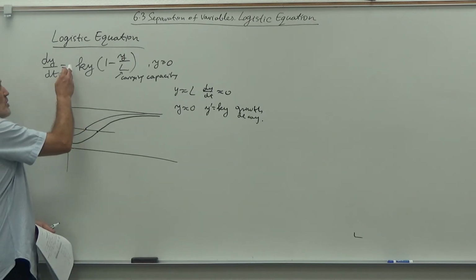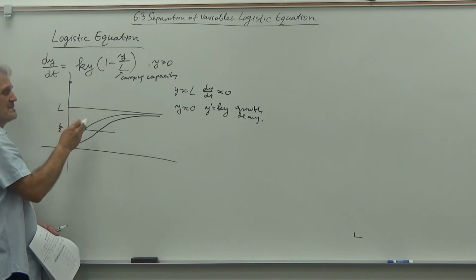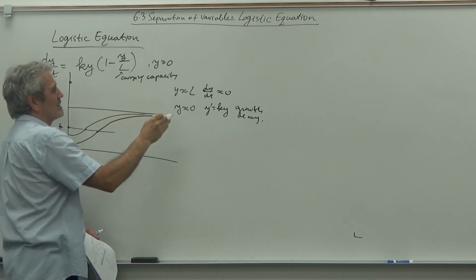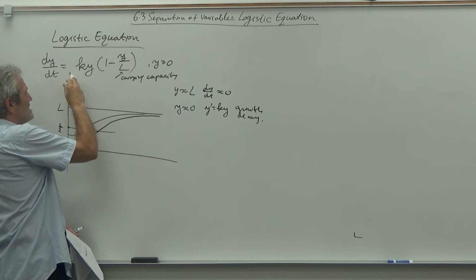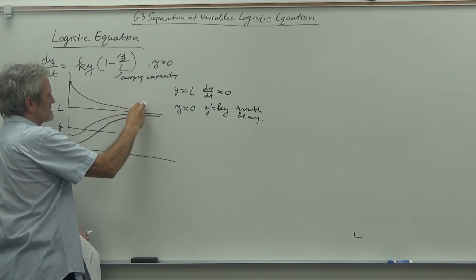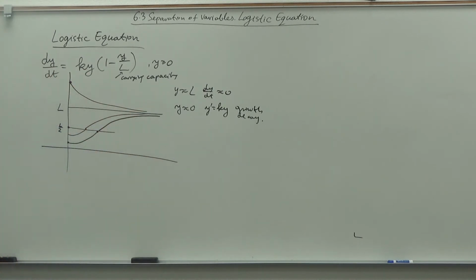What if we have more than capacity? Then what will happen? Then this will be negative and we'll have just a decay. So it will go like this. So these are the graphs for this equation. It is interesting, Belgian mathematician Verhulst came up with this equation somewhere in the second half of the 19th century.